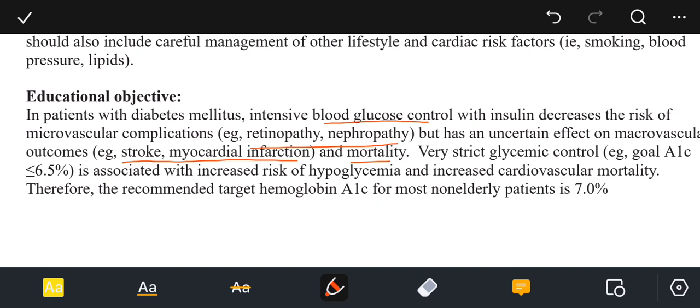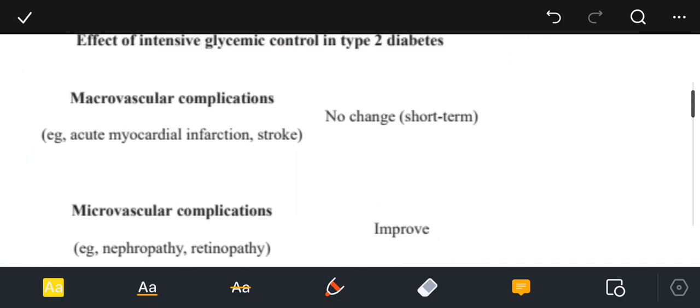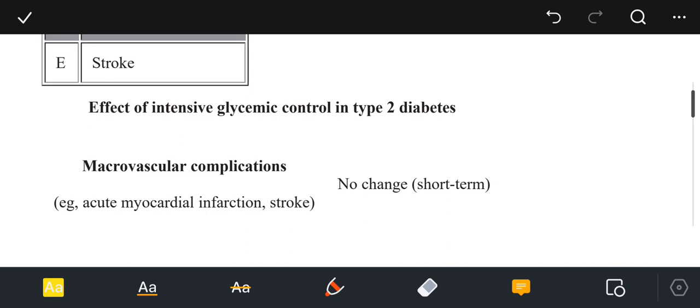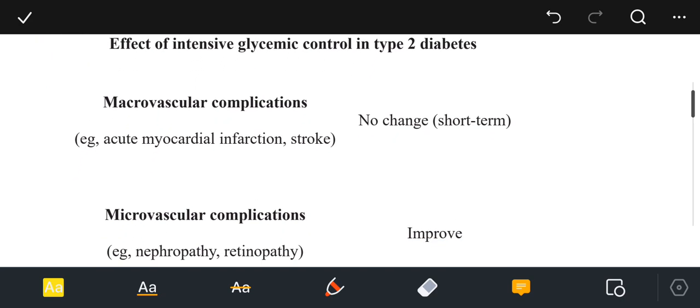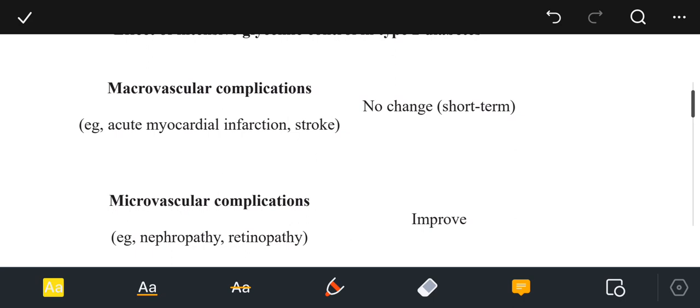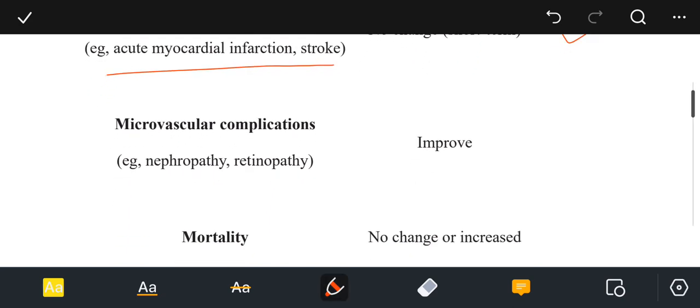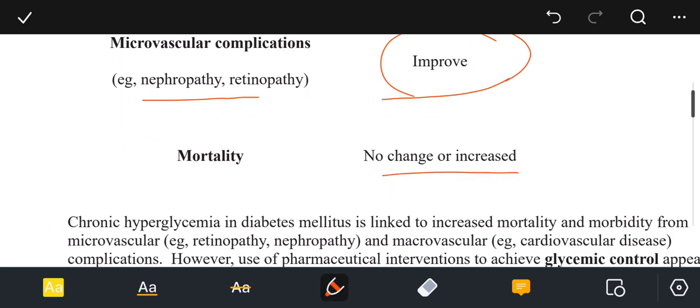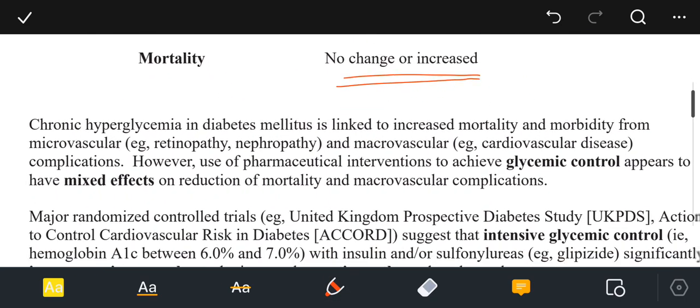Very strict glycemic control, for example, goal A1C of less than or equal to 6.5%, is associated with an increased risk of hypoglycemia and increased cardiovascular mortality. Therefore, the recommended target hemoglobin A1C for most non-elderly patients is 7%. Then over here, effect of intensive glycemic control in type 2 diabetes mellitus: macrovascular complications, for example, acute myocardial infarction and stroke, show no change in the short term. Microvascular complications, for example, nephropathy and retinopathy, improve with insulin. Then we have mortality. There is no change or maybe an increase because of hypoglycemia and complications associated with that.